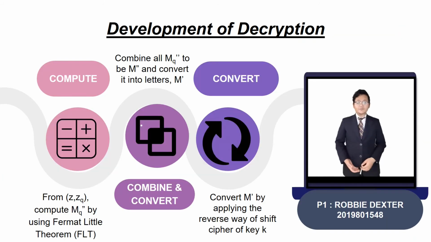Next is the development of decryption. Bina has received the pair that is sent by Ali. From the pair Z and ZQ, he needs to compute MQ prime by using Fermat's Little theorem. Next is to combine and convert.